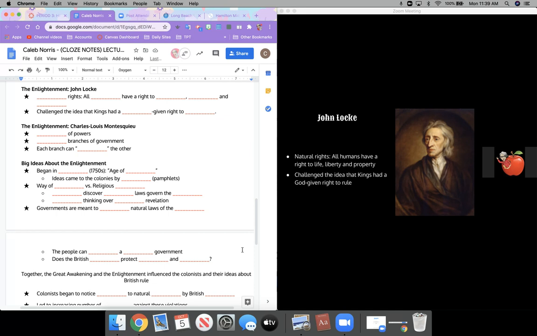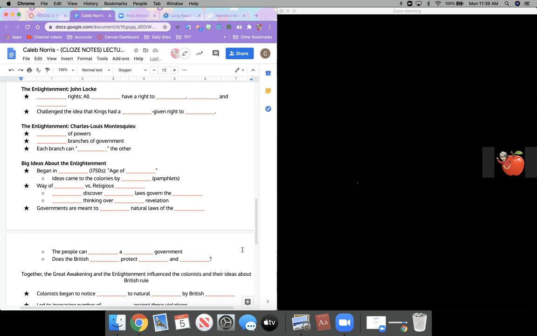Now, the next guy I'm going to talk about, Montesquieu, who I brought up earlier, he introduced some ideas that we've talked about already in class. Okay, so here's Montesquieu.